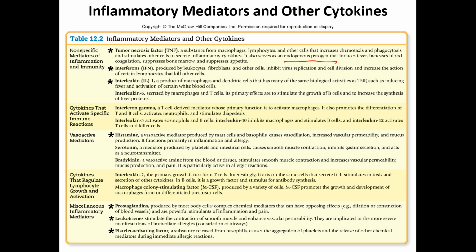You have vasoactive mediators. In this case, you have your mast cells, your basophils, sorry, that basically trigger your vasculature, like histamine, to dilate. You have increased vascular permeability, increased fluid movement from vasculature into surrounding tissues, increased mucus production. All of these are examples of what you would typically see in an allergic response to an antigen.